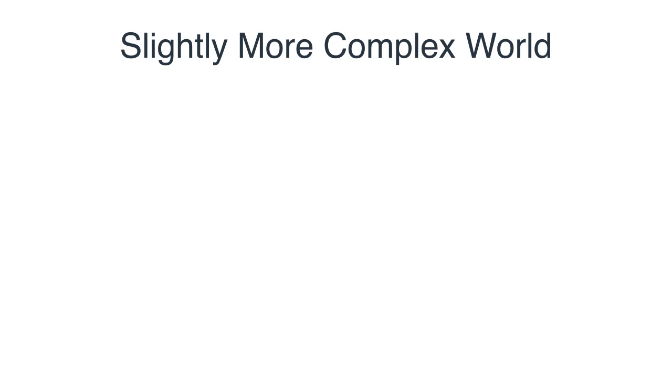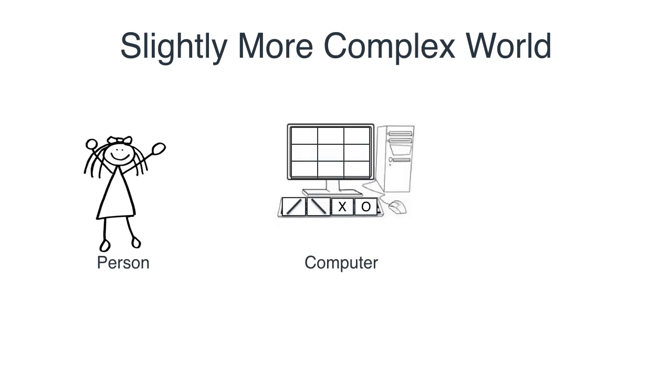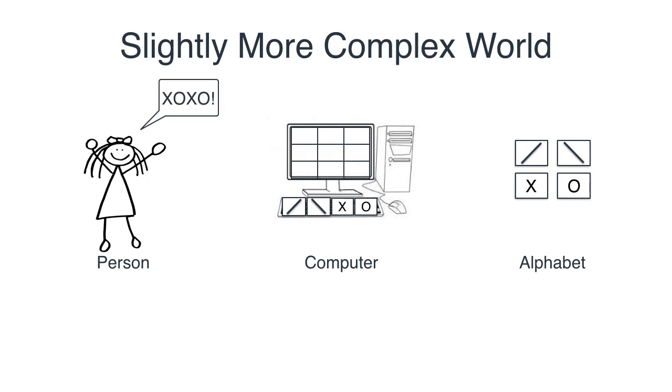So now we don't have our 2x2 world. Now we have the next thing. We have one person. We have one computer. And now its resolution is 3x3. And now we don't have two letters. We have four letters. We have a backwards diagonal, a forwards diagonal, an X, and an O. And the reason is that our alphabet now has four letters. So this is the simplest world in which a human can actually express emotion.